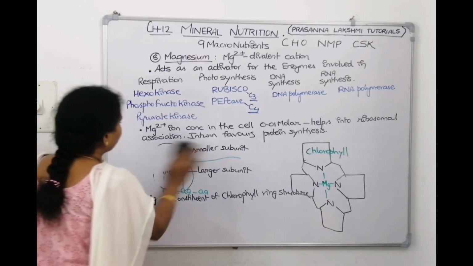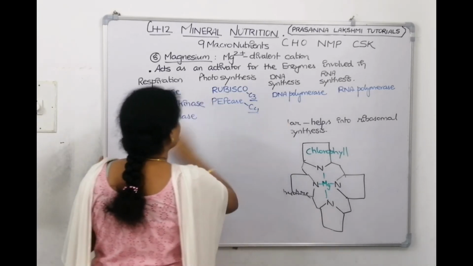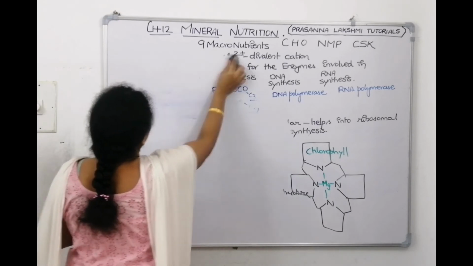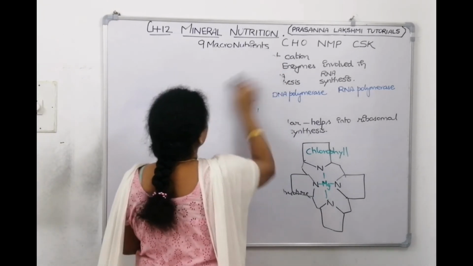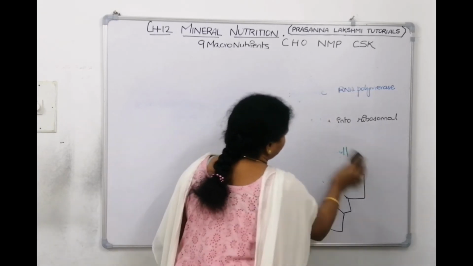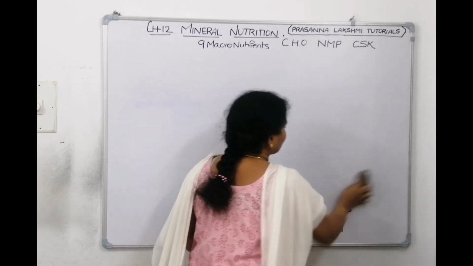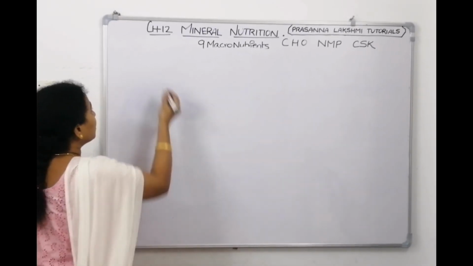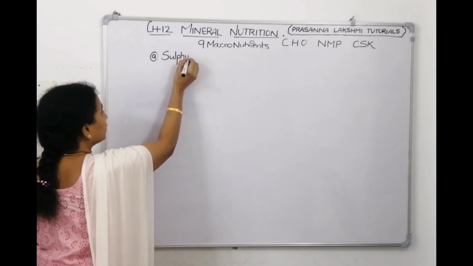Right, so we are left with the last element under macronutrients. What is that? Sulfur, right? Now, sulfur also has so many roles. That is why the concentration of sulfur is more in the plant. That is why it is a macronutrient. Plant absorbs sulfur as sulfate ion, SO4 2-. Let's talk about the 9th macronutrient, which is sulfur.